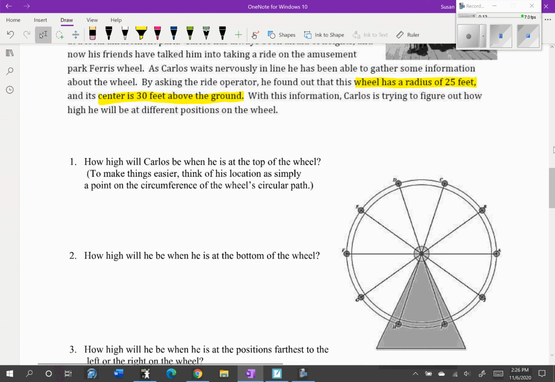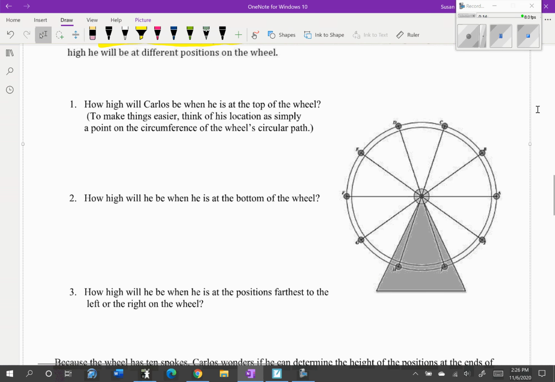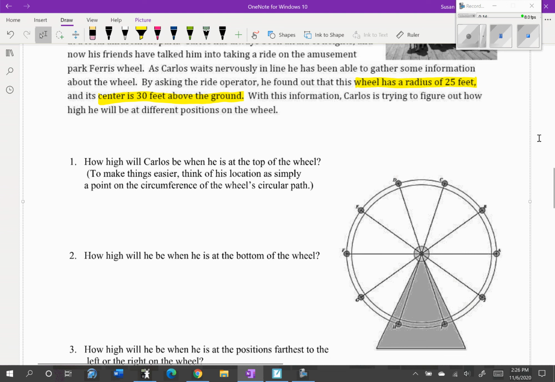So the first question says, how high will Carlos be when he is at the top of the wheel? To make things easier, think of his location as simply a point on the circumference of the wheel's circular path. So if we want to figure out how high we are at the top of the wheel, that would be here. So we have to think about our given information. It told us that the wheel has a radius of 25 feet. So that means from here to here, I know is 25. I also know from here to here is 25. And it also told me that the center of the wheel, from here to here, is 30 feet above ground.